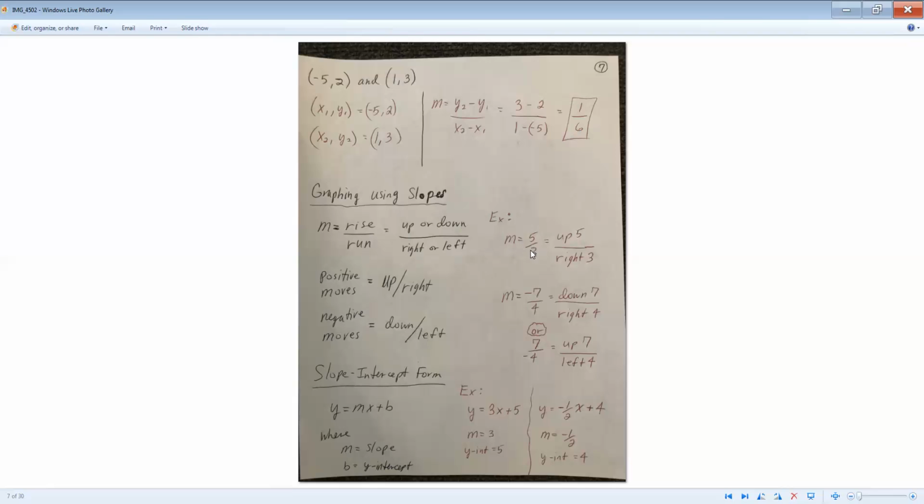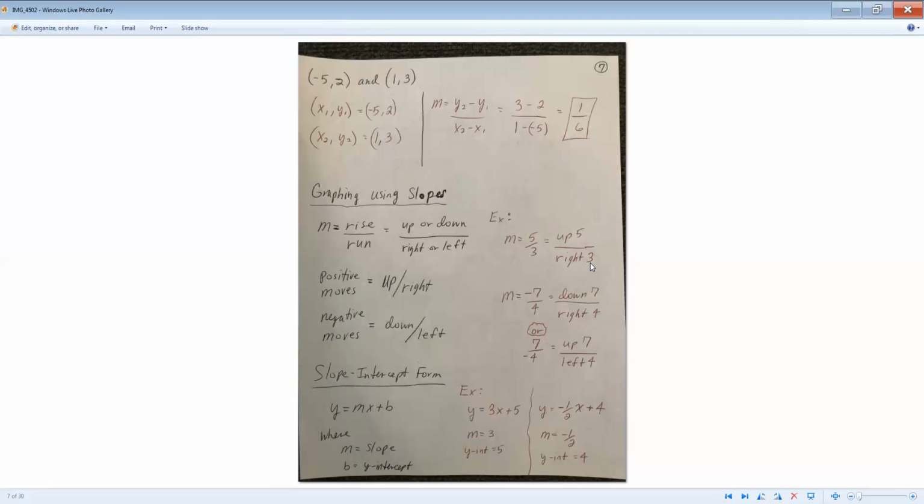So when I look at 5 over 3, that's a positive 5 over a positive 3. So that means I will go up 5 and right 3. Those are my positive moves, up and right. So I have two positive numbers, up 5, right 3.